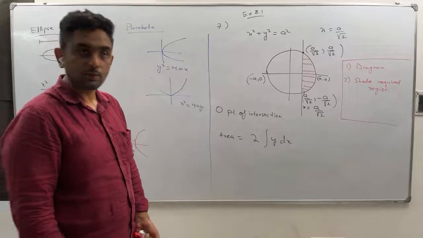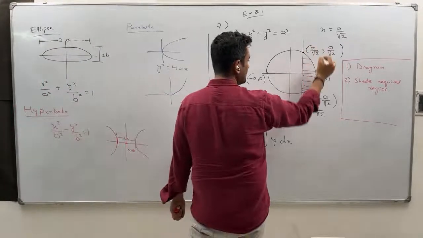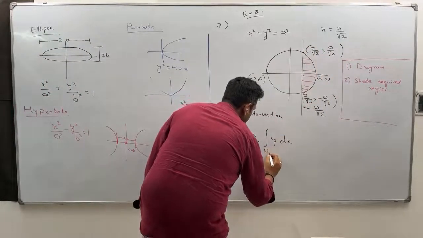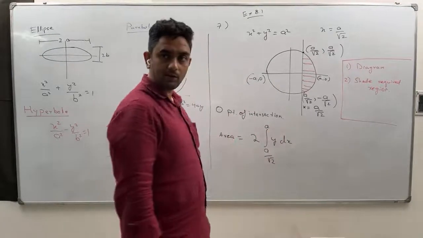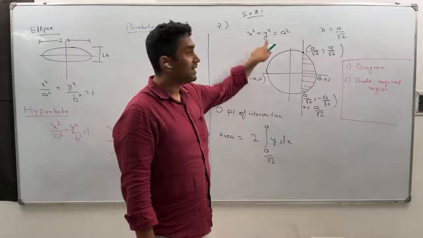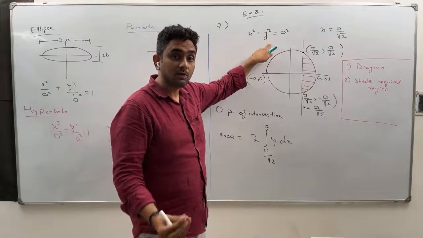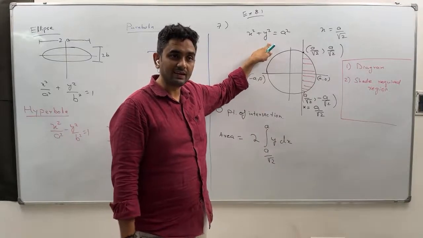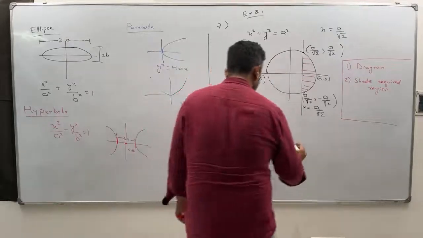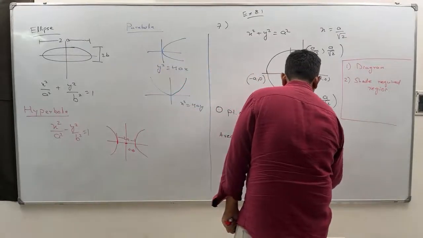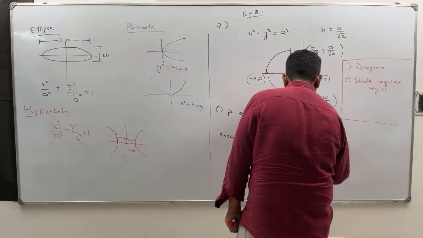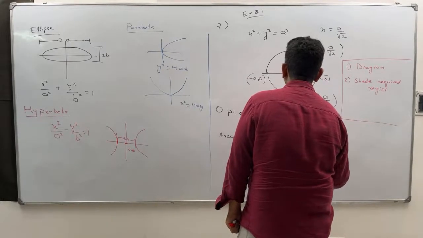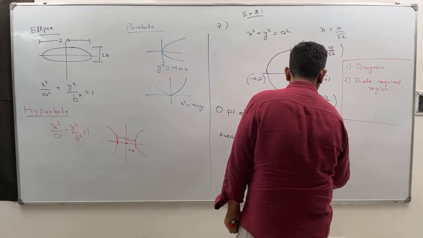A by root 2 to a, because we are taking all the values in x coordinate from a by root 2 to a. Now we have to find out y. Y will come from here, not the value but the expression, because we want to integrate it. So we'll write the area as twice the integral from a by root 2 to a, and y we can write as root over a square minus x square dx.